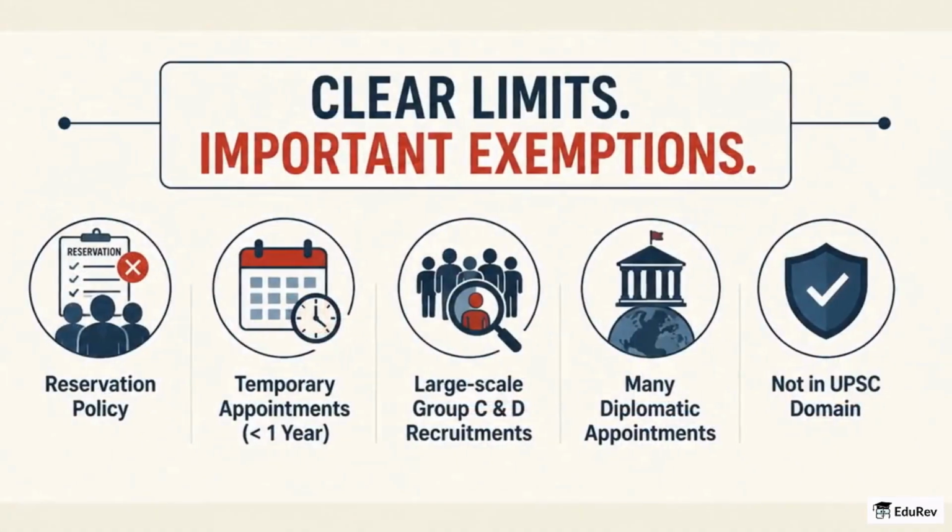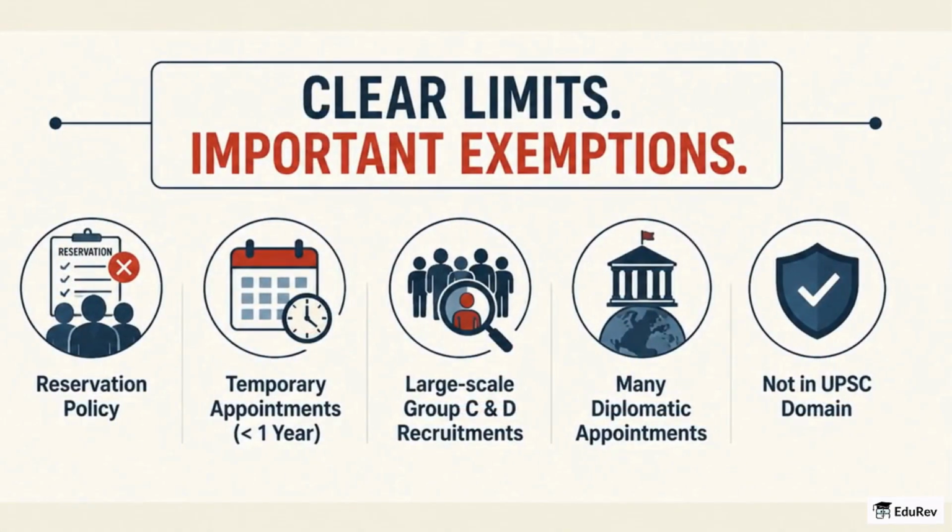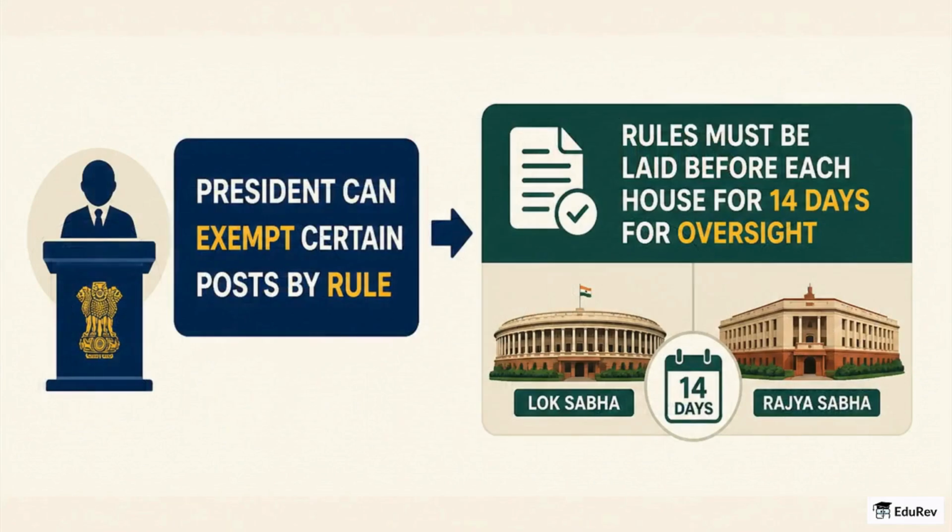There are clear limits and exemptions. The UPSC does not decide reservation policy for backward classes, temporary appointments likely to last less than a year, large-scale Group C and D recruitments, or many diplomatic appointments. The President can exempt certain posts from consultation by rule, but those rules must be laid before each House of Parliament for 14 days for oversight.